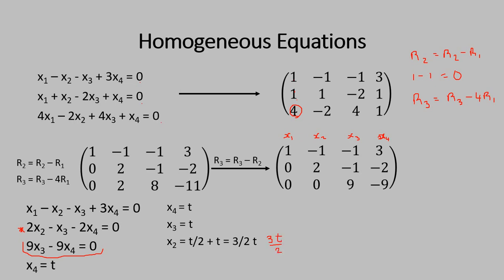Alright? And x1, do you think you could pause the video and do x1? Of course you can. Now x1 is just negative half t. So once again, this is just negative half t, or we can look at it as negative t over 2, whichever is fine. And remember that t is a real number, so t is in R. So that would be our solution for our homogeneous equation.